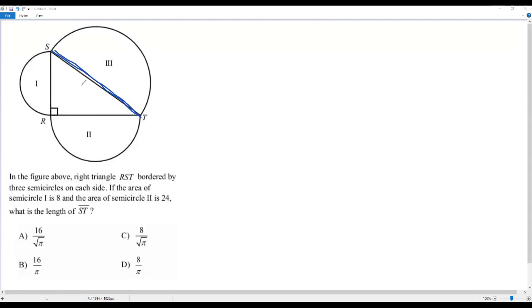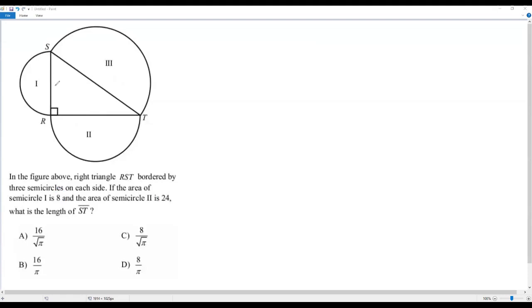Actually, it is a hypotenuse because it's opposite to the right angle. So in this right triangle, when I have the length of this leg SR and this length RT, I can get the length of the hypotenuse ST using the Pythagorean theorem. How do we get the length of these two legs SR and RT? For that, we can use the given areas of semicircle 1 and semicircle 2. For semicircle 1 we have the area 8 and for semicircle 2 we have the area 24.